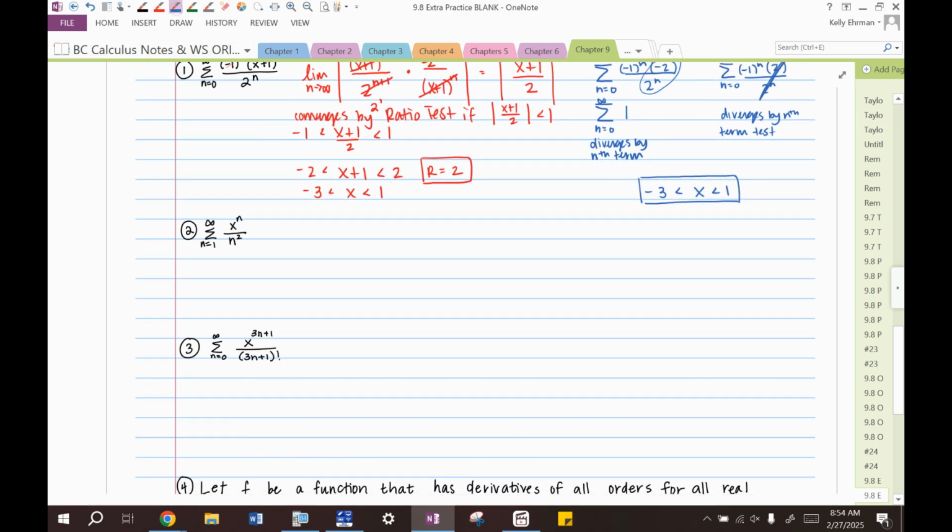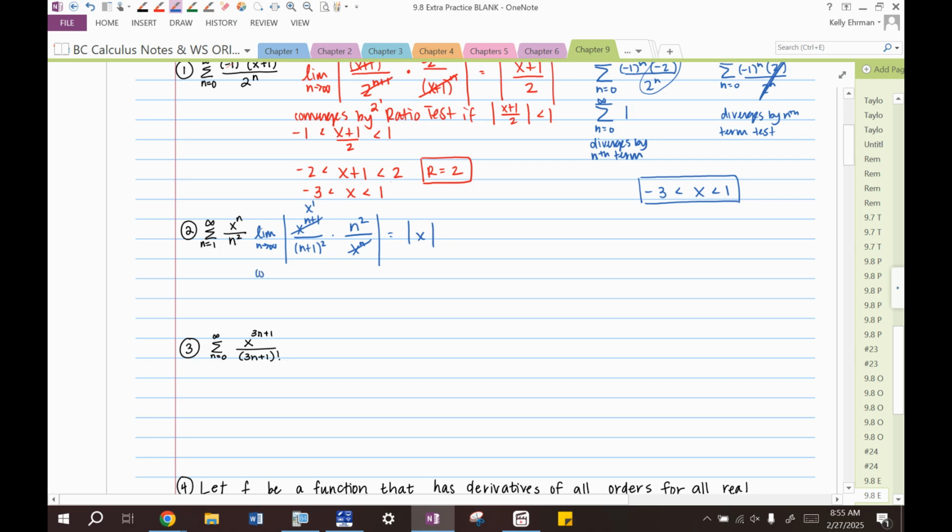All right, so let's take a look at the next one. I'm going to use the ratio test again to begin figuring out our interval of convergence. So this will be x to the n plus 1 over n plus 1 squared times n squared over x to the n. What will we be left with? So the x's will cancel to x to the first. And then you've got n squared times x over n plus 1 squared. So the n squared over n squared will become 1. So this just leaves you with the absolute value of x.